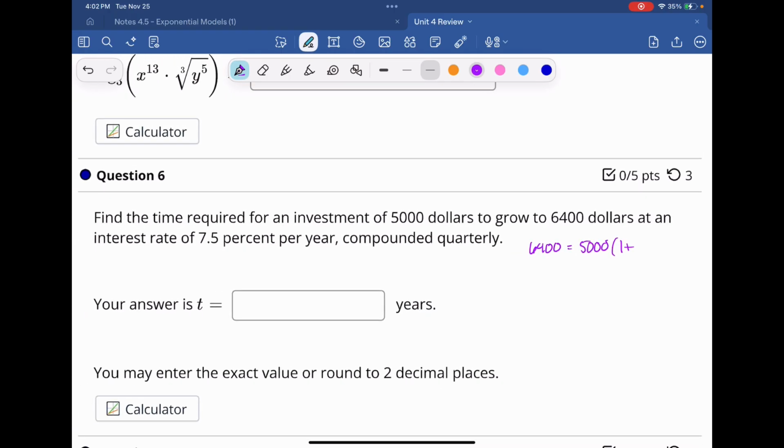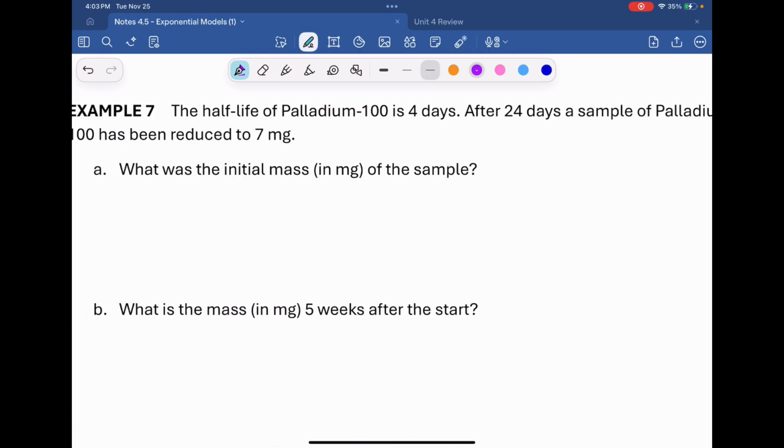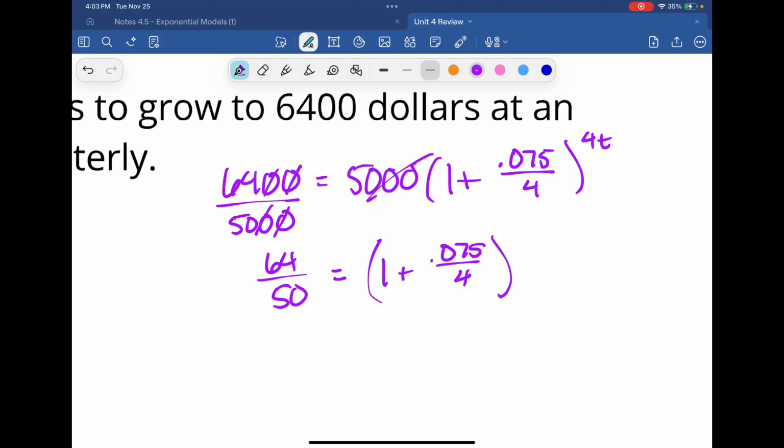So 0.075 over 4, compounded quarterly, all to the nt, I think. Yep. So 4t. All right, so first thing I'm gonna do is I'm gonna divide by 5,000. And when I divide by 5,000, I'm gonna cancel my zeros, but I'm gonna leave the 64 over 50. And then I'm gonna work this out.